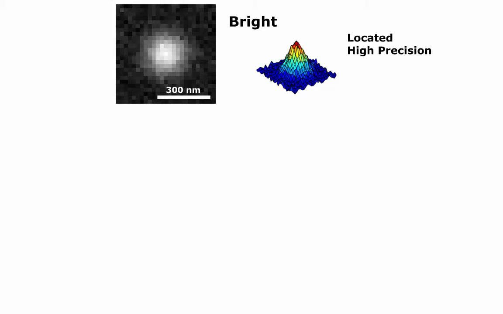First, let's consider a bright single molecule. On the left, I'm showing an image, and on the right is the intensity map of that same molecule. When the molecule is very bright like this one, it is straightforward to locate, and you can do so with very high precision, leading to excellent resolution.